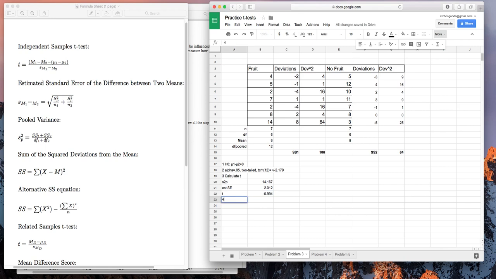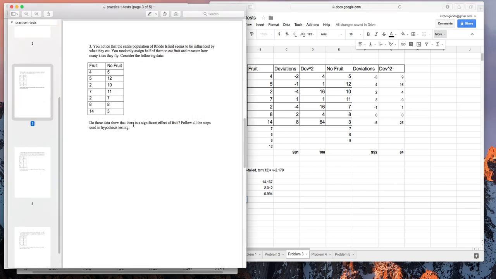It's time to make our decision. Well, the question is, what was the question? Does fruit affect what was measured? How many kites you fly?